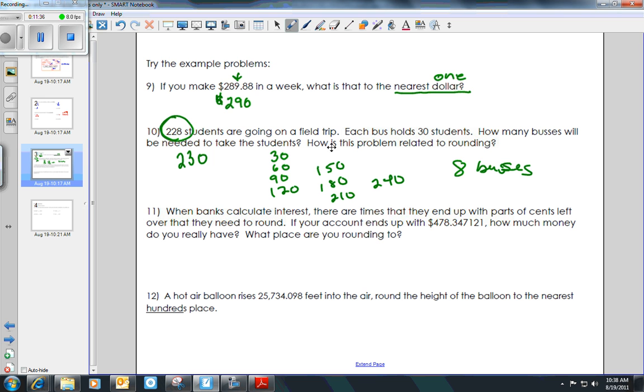And how is this problem related to rounding? We need to estimate to a whole number of students so that if we have 228 in the middle, does that round up to 240 or down to 210? Okay? So you could write that out. You would just write your answer out here.